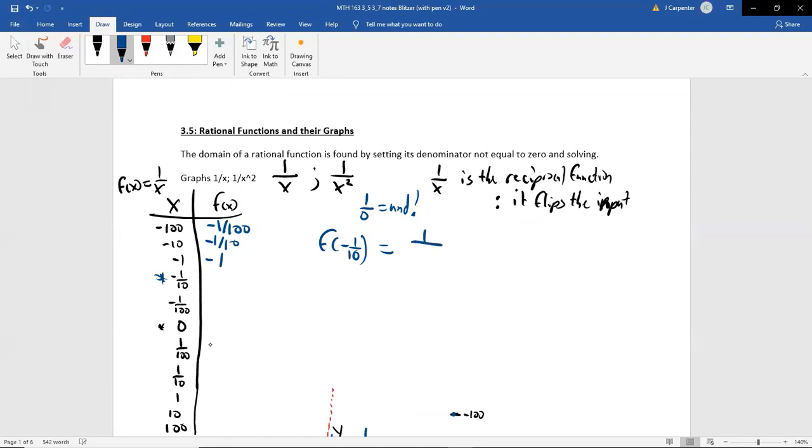So that's 1 over negative 1 over 10. That's dividing by a fraction, which means multiply by the reciprocal. So 1 times negative 10 over 1. And 1 times anything is the anything, so that's negative 10. See, if you take negative 1 over 10 and flip it, you get negative 10. I'm not lying.